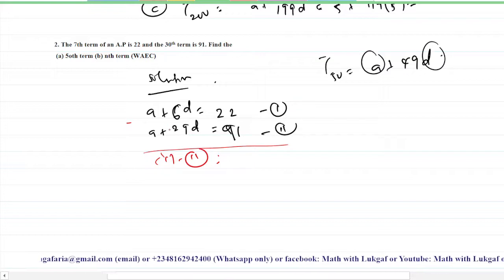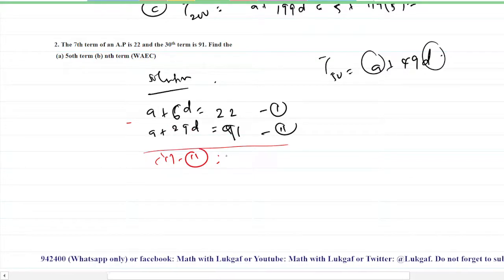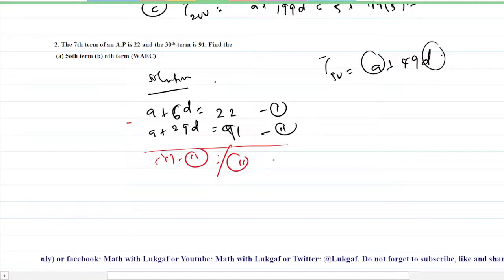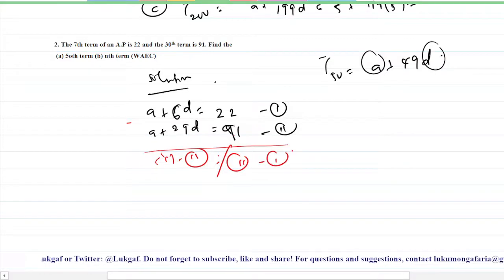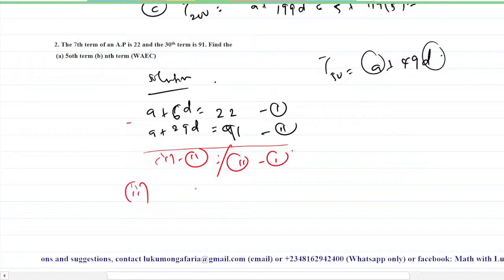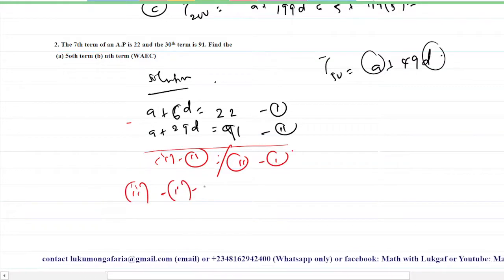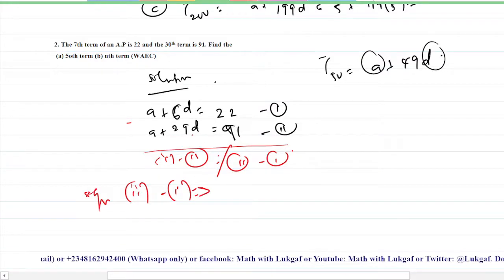Or if you don't want to get something that is negative, you can just subtract 2 minus 1, because you are avoiding a negative number. Whichever one you use, you are going to arrive at the same answer. Okay, let's say I want to say equation 2 minus 1. That will give me what? A minus A, that is 0.